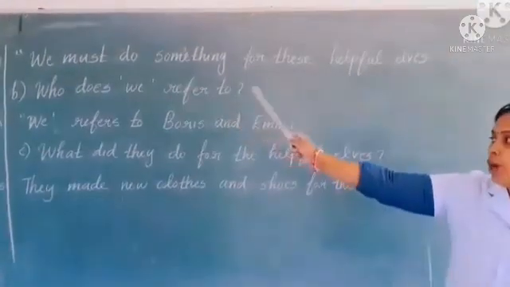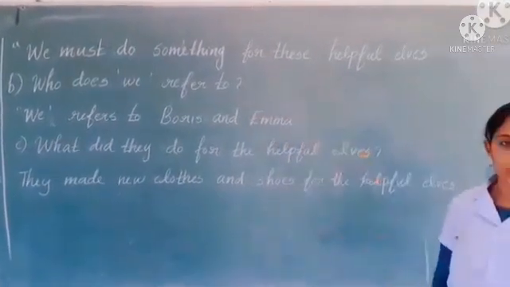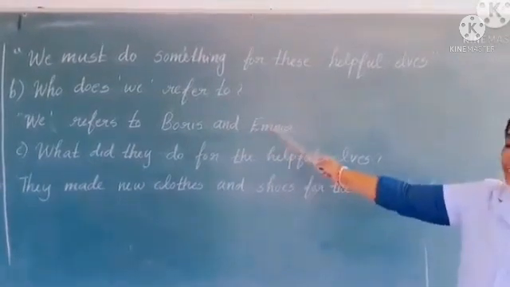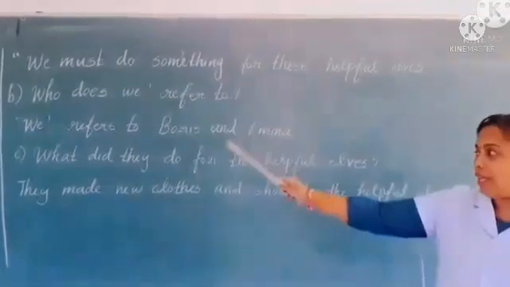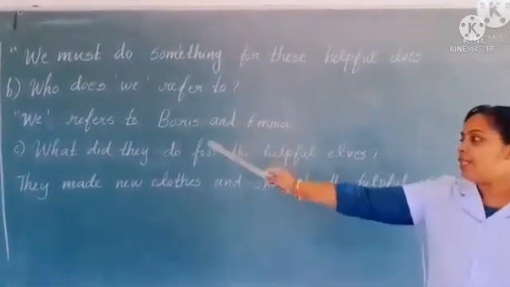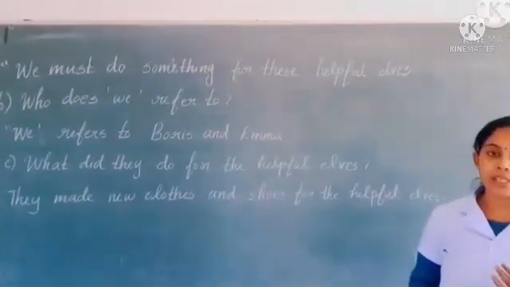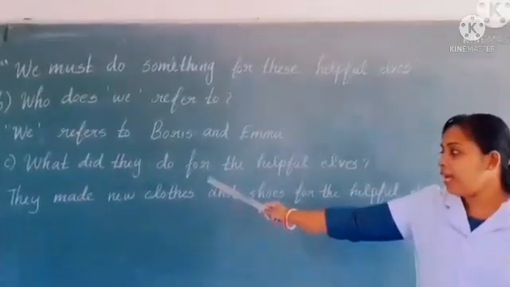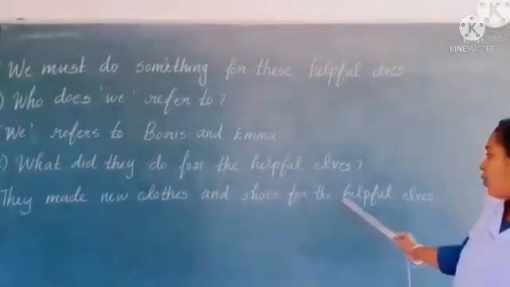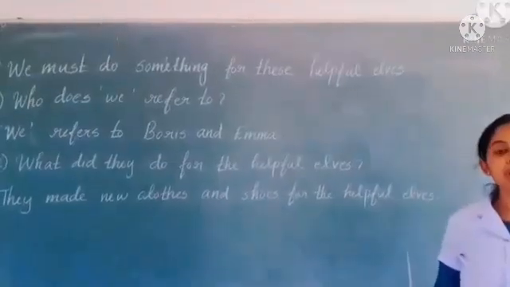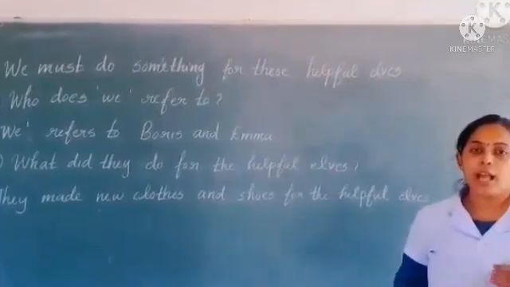And the next question, who does we refer to? Here we means what? We refers to Boris and Emma. See what they do for the helpful elves? Yes, they made new clothes and shoes for the helpful elves.